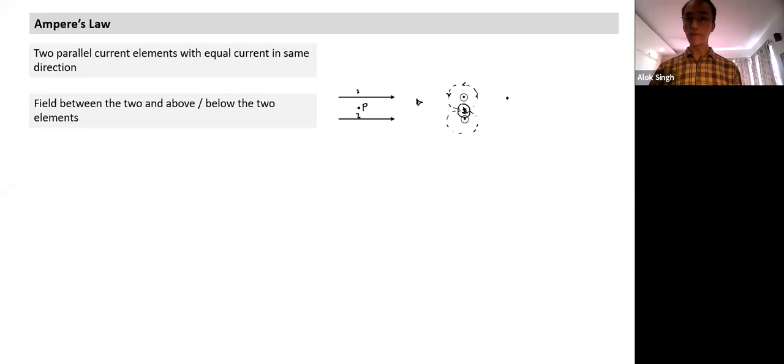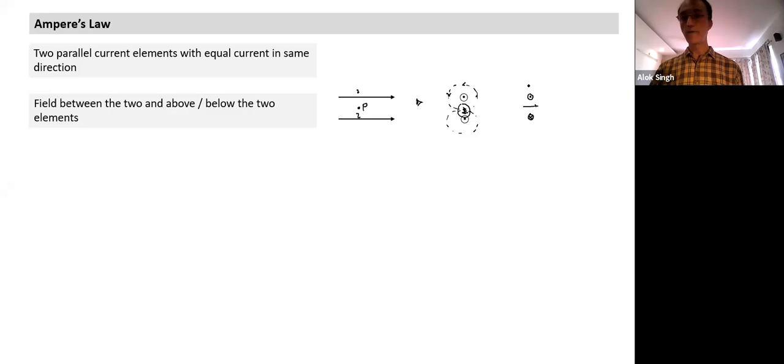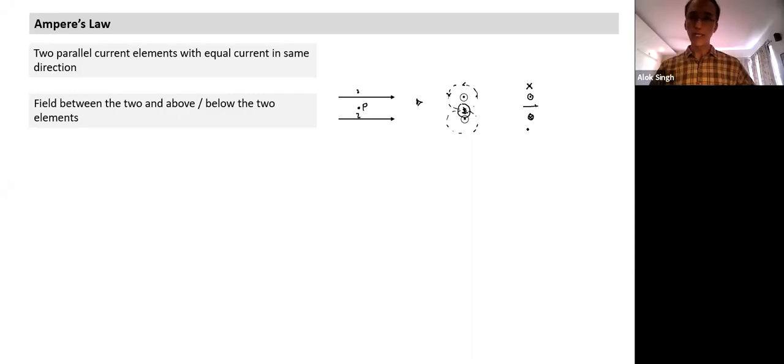But what happens if they are in opposite directions? One is a dot and the other is a cross. In the middle they will add up. And what will happen at this point here, with the field created by this element and this element? So in the region between the two current elements, the fields are getting added. What about the region outside the two elements? They will get subtracted. So the point I'm making is, if the current elements are in opposite directions, in the region between the two the field gets added, and in the region outside it gets cancelled.